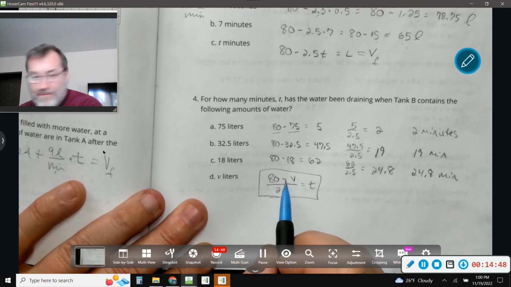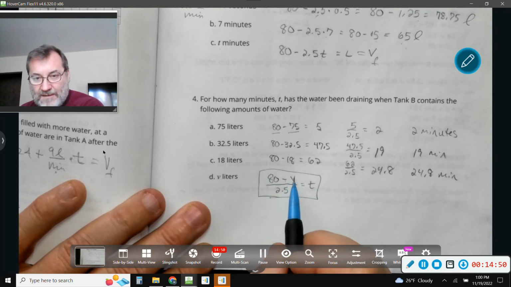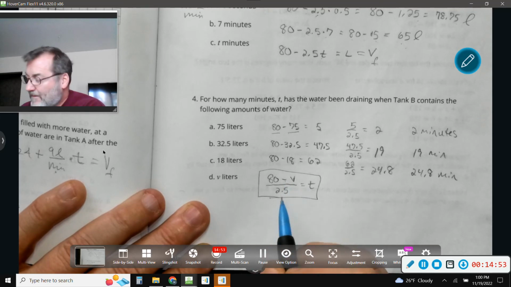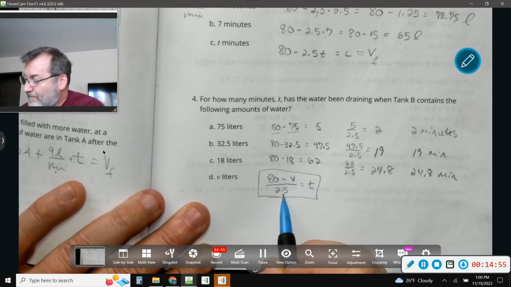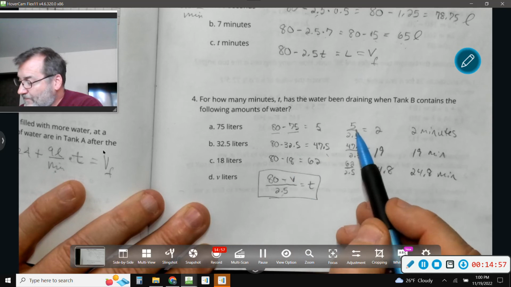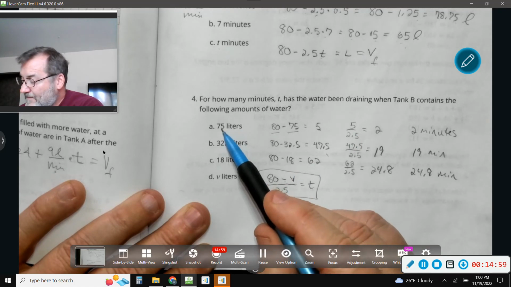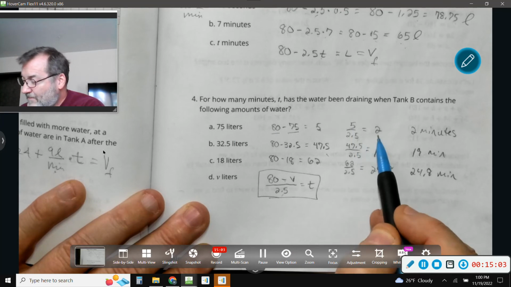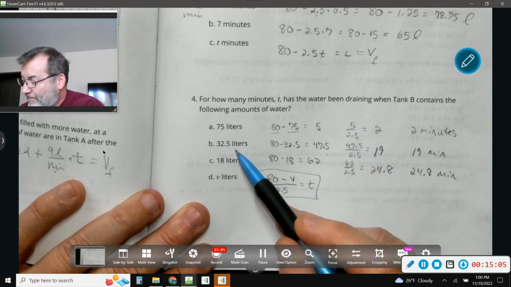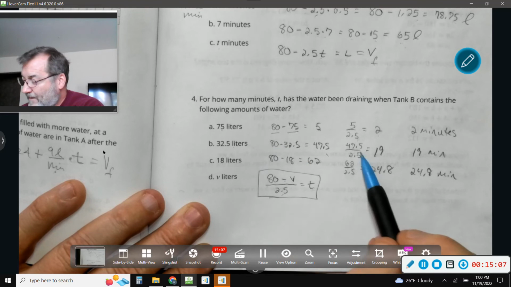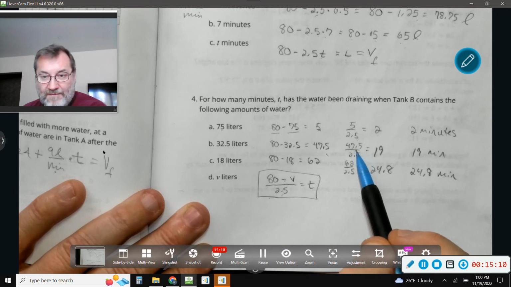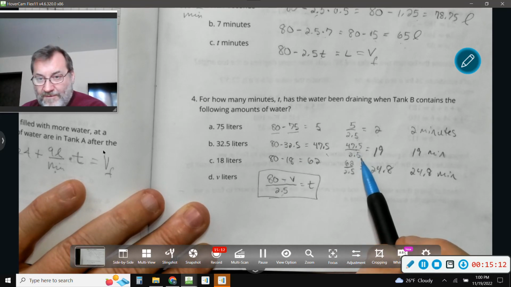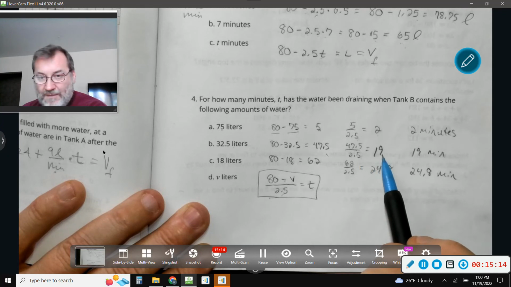Since it's draining, it's going to be subtracting 80 liters minus the volume that you have, and you're going to be divided by 2.5. So for this first one, you went from 80 to 75, so that's 5 liters that you drain. 2.5 liters per minute, it's 2 minutes. You went from 80 down to 32.5, so you drained 47.5 liters. Divide that by 2.5 liters per minute, end up with 19 minutes.